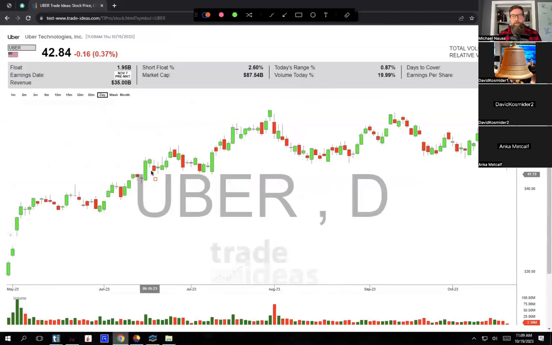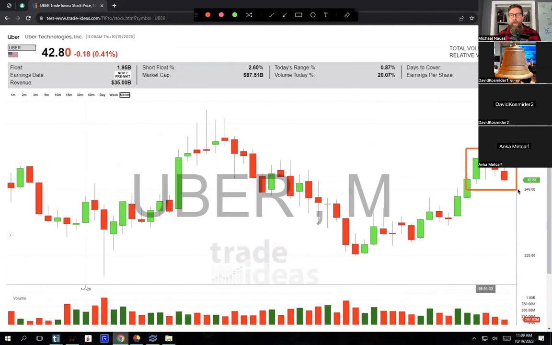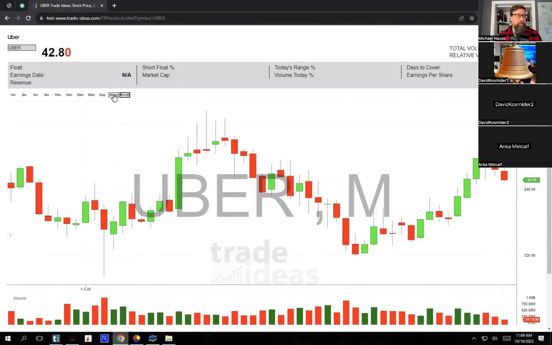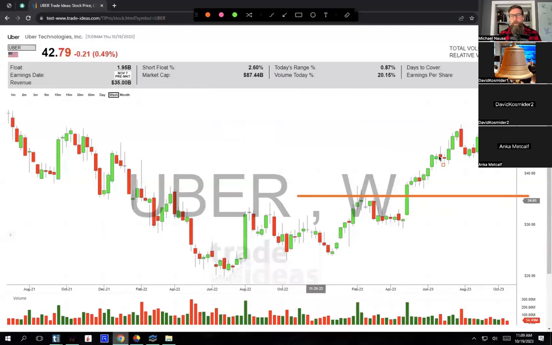And now I think the play on Uber is pretty simple. So let's do the same thing. We'll go to monthly. You can see since 2022, this massive push up. So really, really strong over a year and a half. And then for the last 4 months or so it has been kind of just hanging out in this range. So we'll probably see the same thing if we go into the weekly chart here. A nice push up through this resistance area. And now we're just kind of consolidating here.